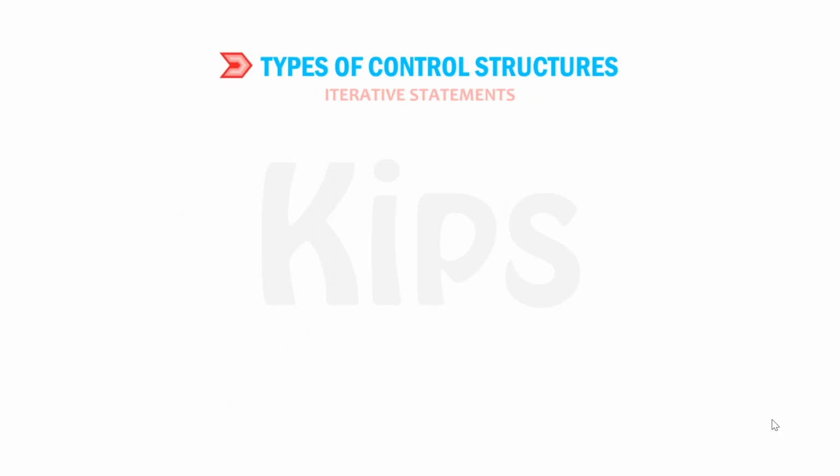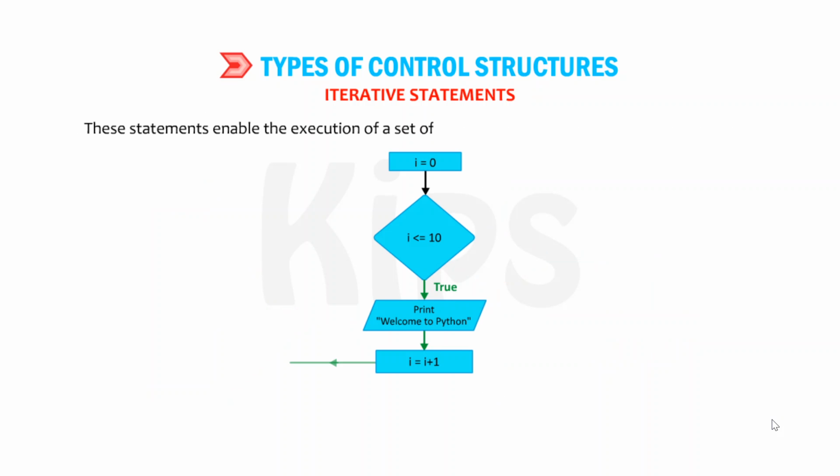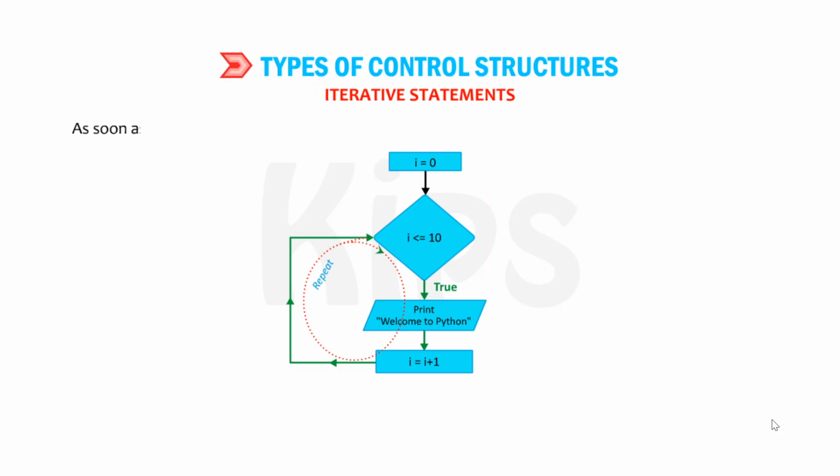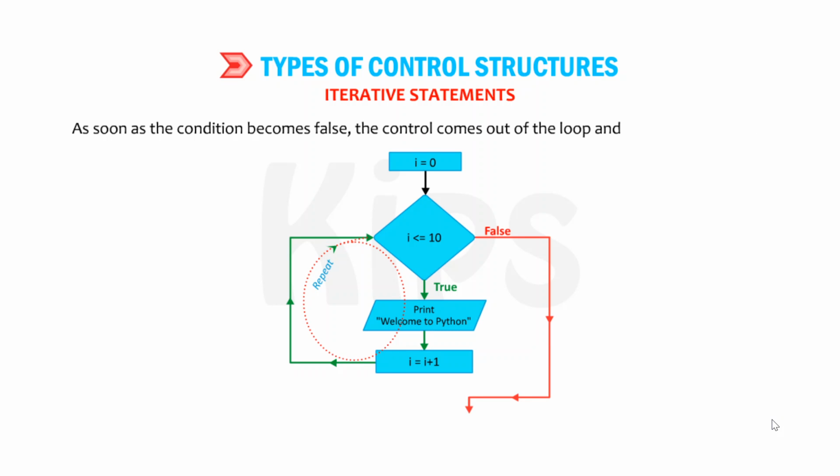Iterative statements. These statements enable the execution of a set of statements to repeat till the condition is true. As soon as the condition becomes false, the control comes out of the loop and the repetition stops.